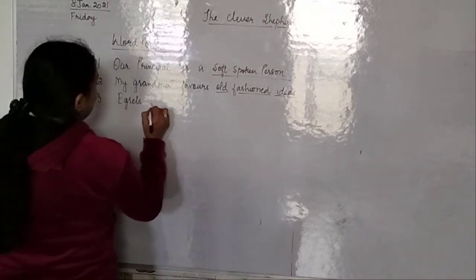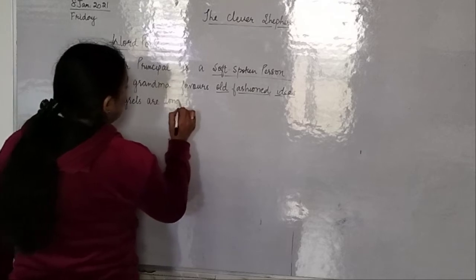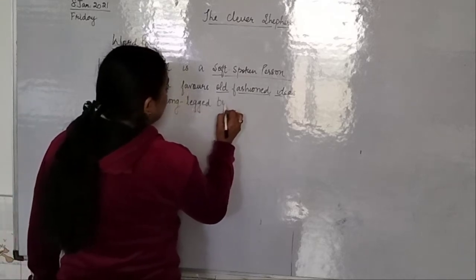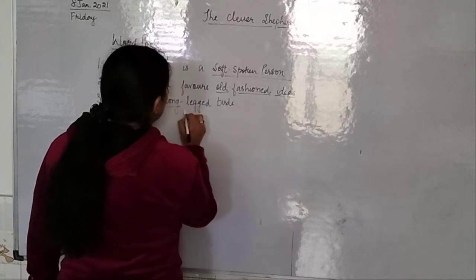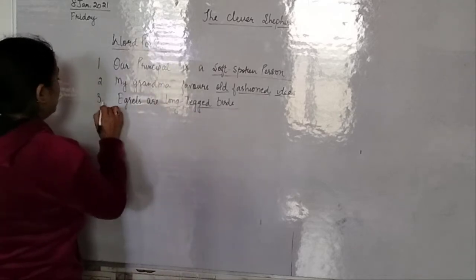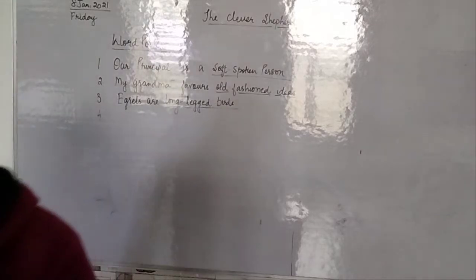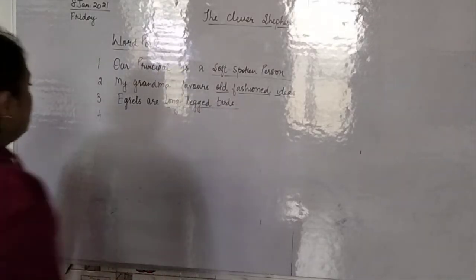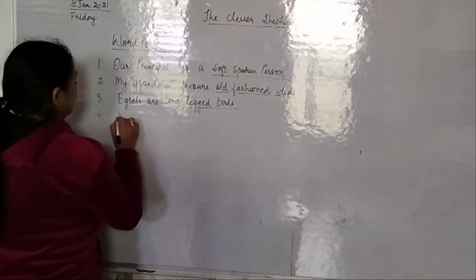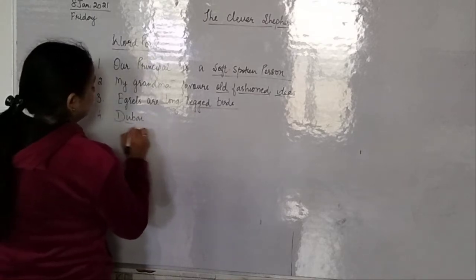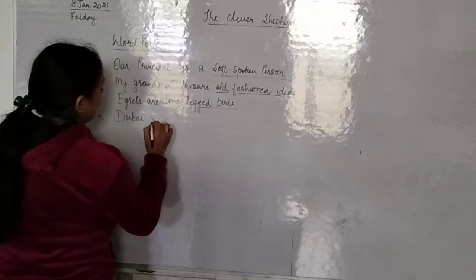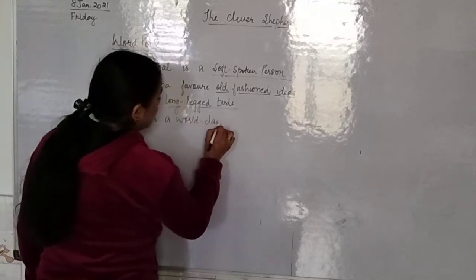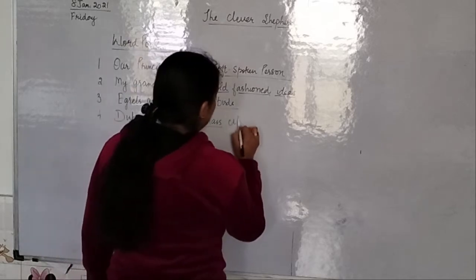Egrets are long-legged birds. Fourth one, world-class city. Dubai is a world-class city.